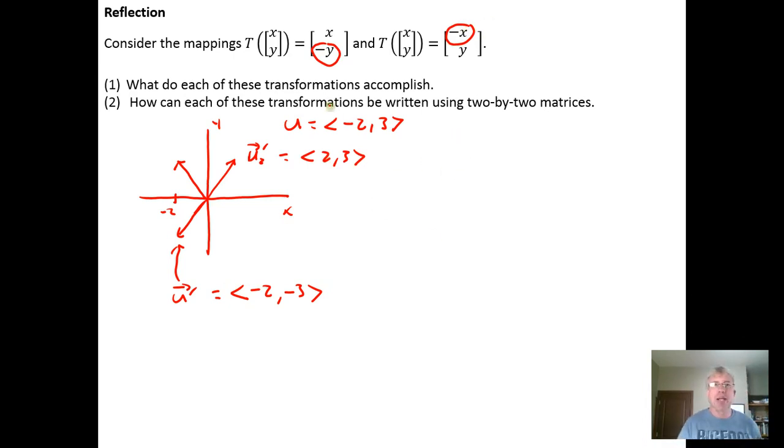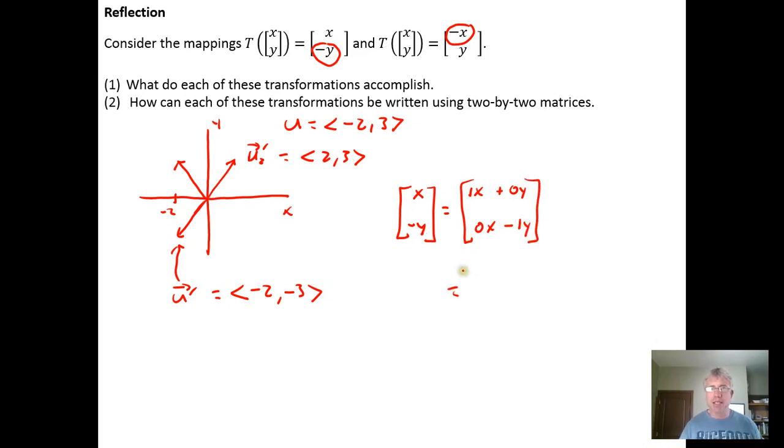The other thing we want to recognize is that this y-coordinate negation, which is causing a reflection over the x-axis, we could reimagine like this. In the first row I have 1x plus no y's, and in the second row I have no x's and minus 1y.